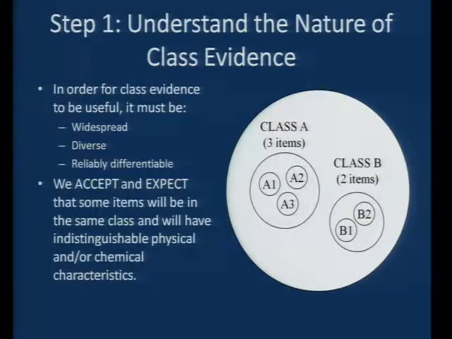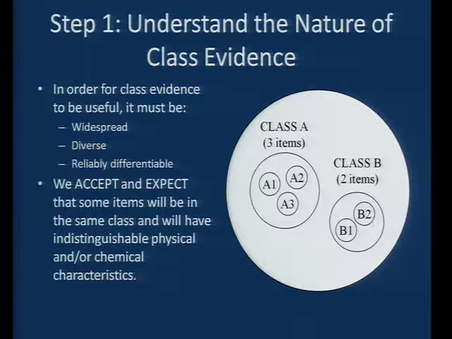All right, so I'm going to propose some steps. The first step, and I discussed this with our class on Monday with Steve Morgan in that workshop, is understanding class evidence and what it is and what it's not. So in order for it to be useful, it has to be 1, widespread, 2, diverse, and 3, reliably differentiable. So we've got to see it in our cases and therefore care about it. We have to know that there's different types of whatever this item is, and we have to have a means to differentiate the different types. So that should be pretty clear.